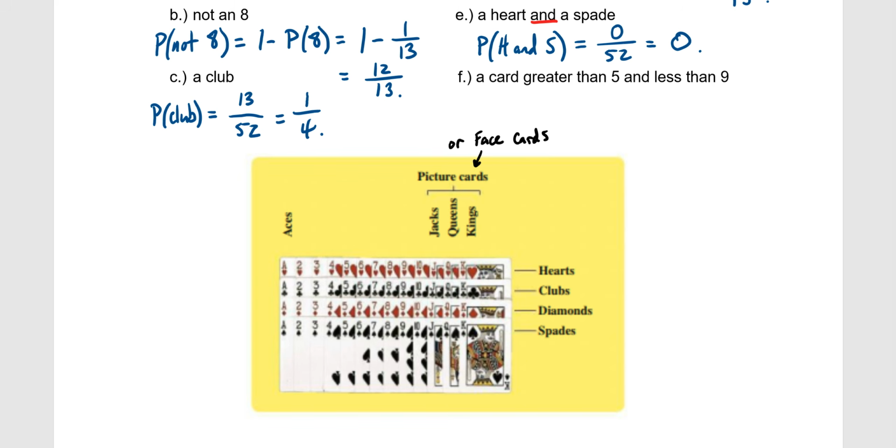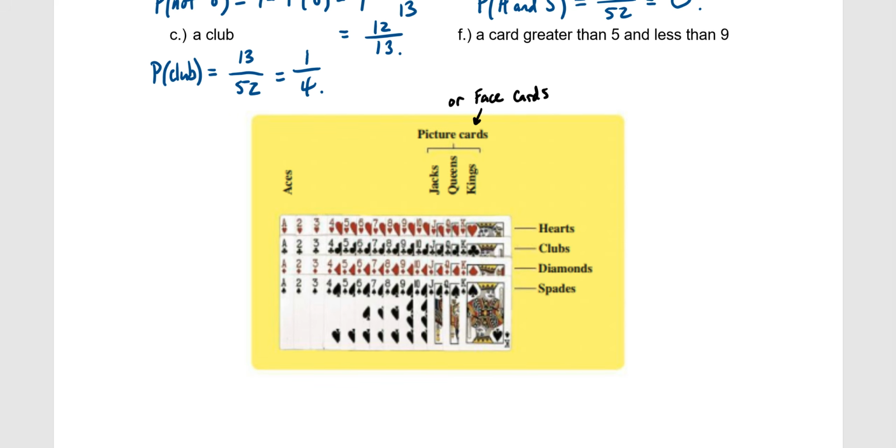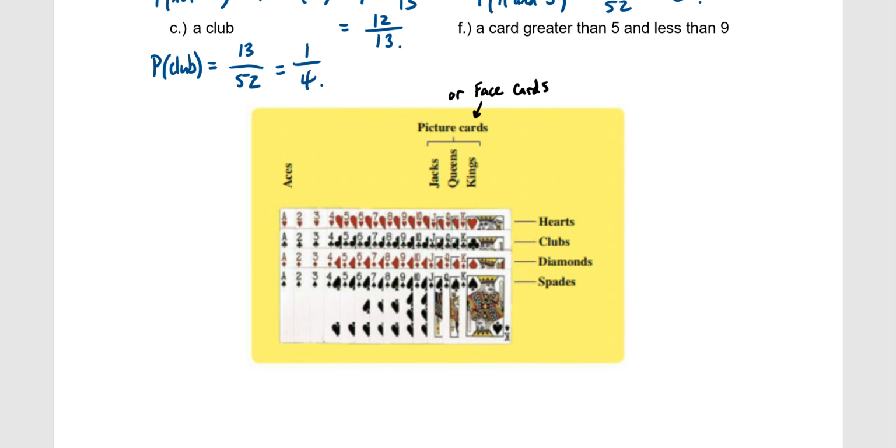Okay, and then for the last one here, the probability that the card is greater than 5 and less than 9. So greater than 5 and less than 9, that's going to be 6, 7, 8. So we go ahead and count up how many are there. There are 12 of them there. So that's going to be 12 out of 52. Which once again simplifies to 3 out of 13.